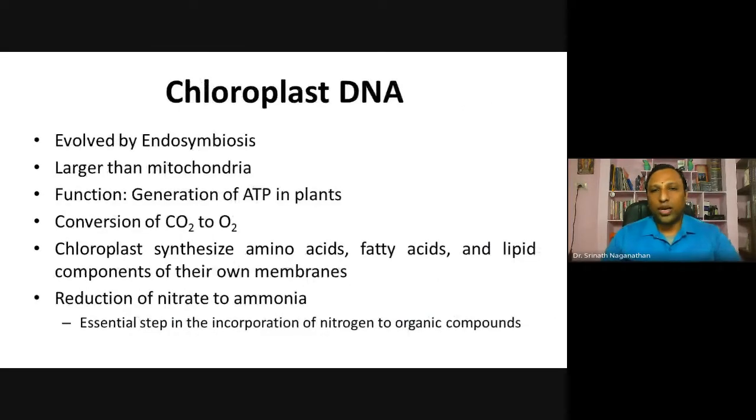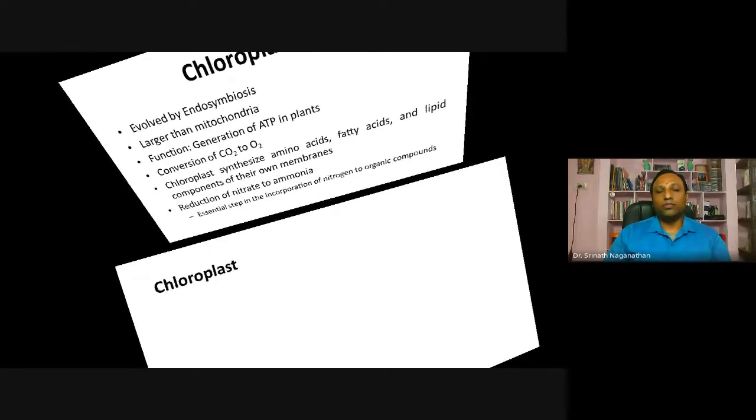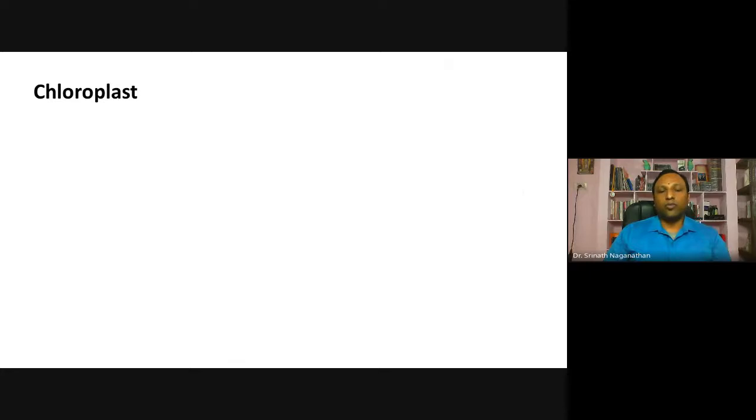Let's see about the chloroplast DNA. Evolved by endosymbiosis and larger than mitochondria. Function, that is generation of ATP in plants, conversion of CO2 to O2, chloroplast synthesis of amino acids, fatty acids, and lipid components of their own membranes, reduction of nitrate to ammonia, an essential step in the incorporation of nitrogen to organic compounds. Let's see about the chloroplast.